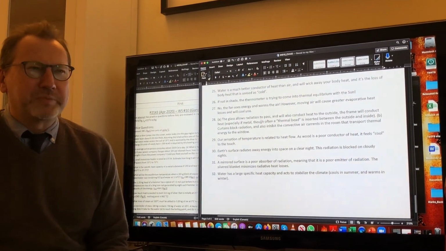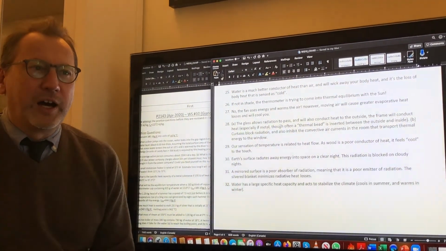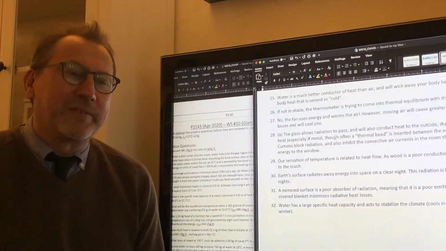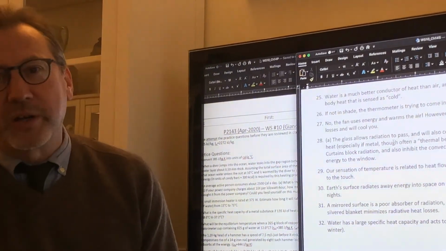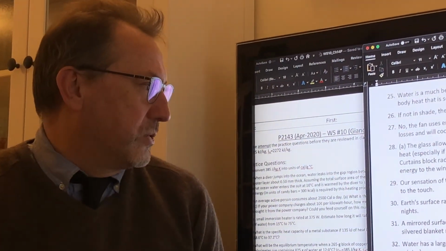Moscow, which is not by a body of water, which is very much inland, would tend to have hot summers and very cold winters, whereas we don't.